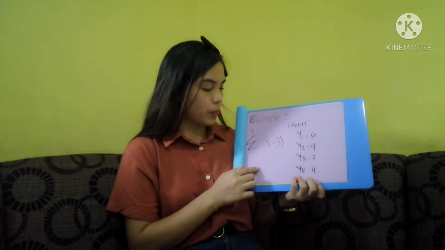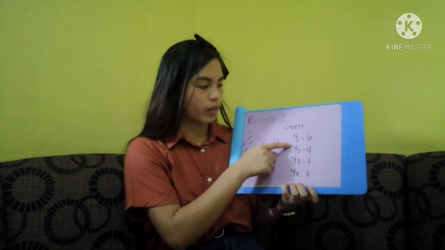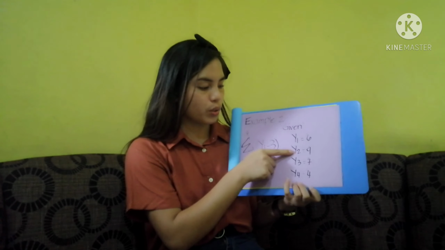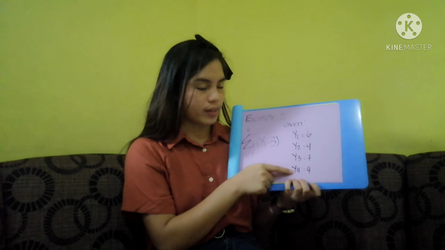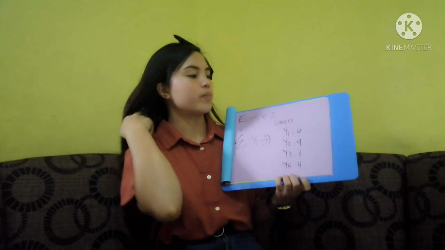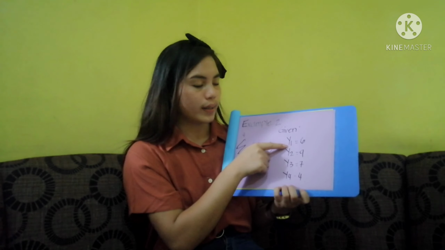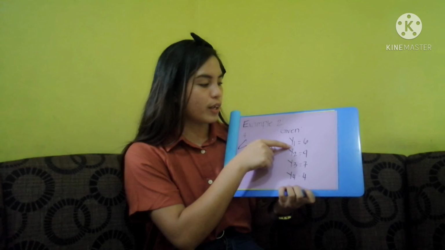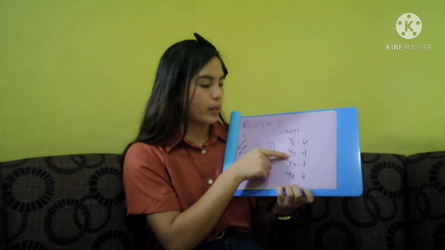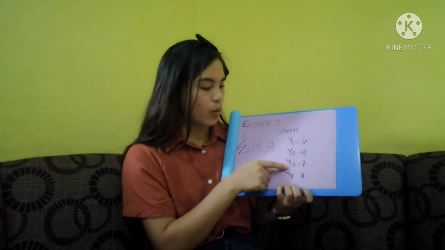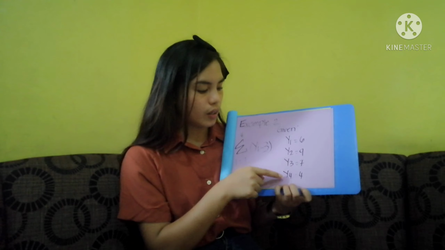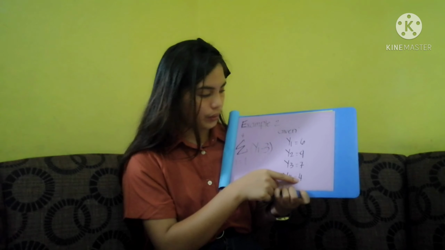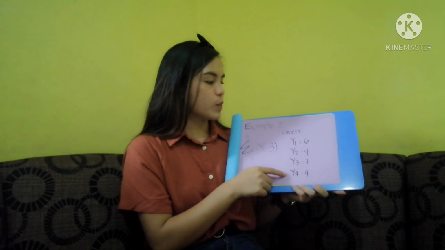How to expand this formula? We have y sub 1, y sub 2, y sub 3, and y sub 4. Then we get the values of y sub 1 to y sub 4: y sub 1 is equal to 6, y sub 2 is equal to 9, y sub 3 is equal to 7, and y sub 4 is equal to 4. To expand these given numbers, we have solving number 2.